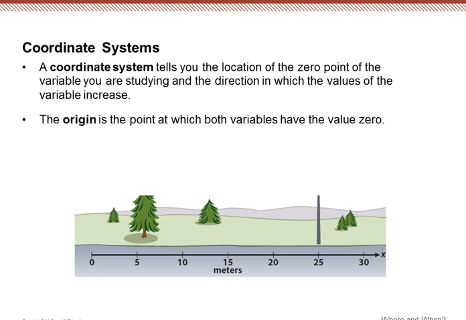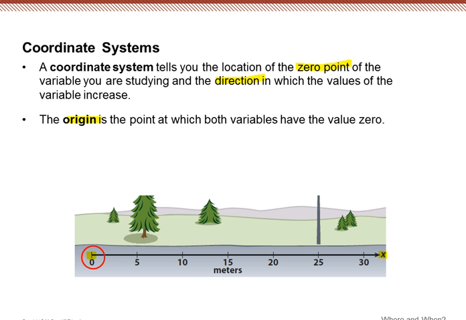So let's talk about a coordinate system first. What is a coordinate system? A coordinate system tells you the location of the 0 point of a variable you are studying and the direction. So this is important. It's the 0 point and it tells you the direction in which the values of the variable increase. So the origin is basically just our starting point. In this diagram here, we have a nice wintry landscape, and the origin is just some point over here on the left. And that's where our variable in question, which we call x in this case, has a value of 0.